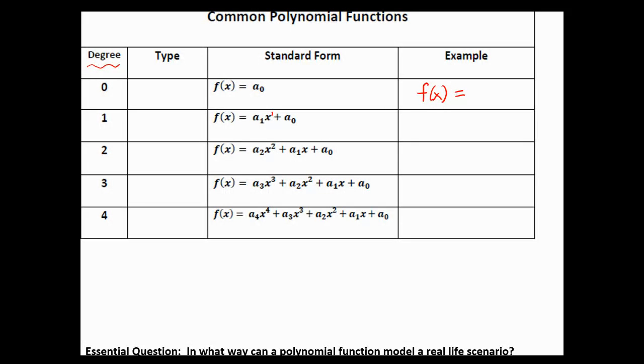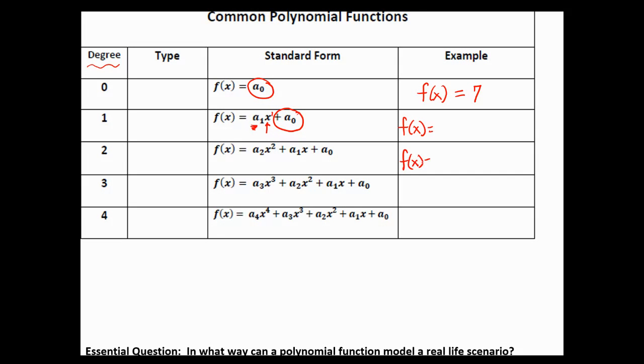So it could be something like f of x equals, I don't know, 7. There's no x. Let's look at the next one, degree 1. This does have an x. We still have this a sub 0, just like this one, so I'll put a 7 there. But I need a first term here, and this is just the coefficient, the number in front. So I'm just going to make it up. All of these are going to say f of x equals.